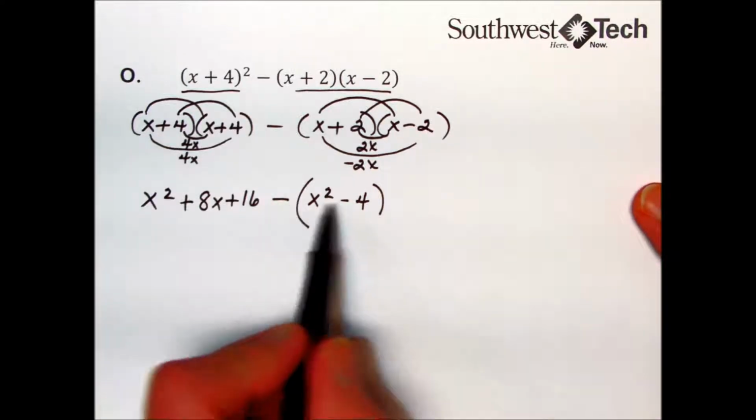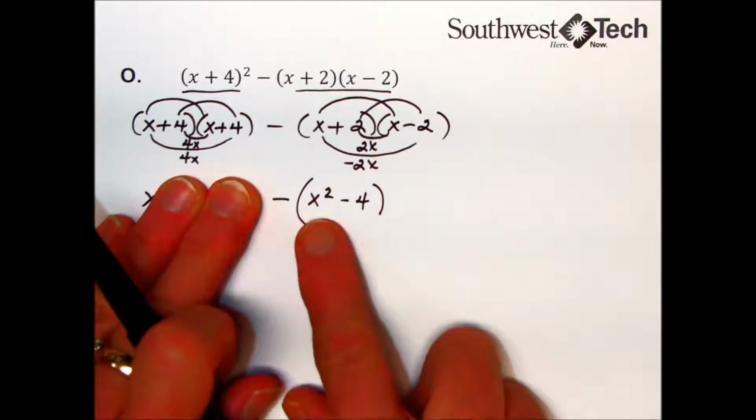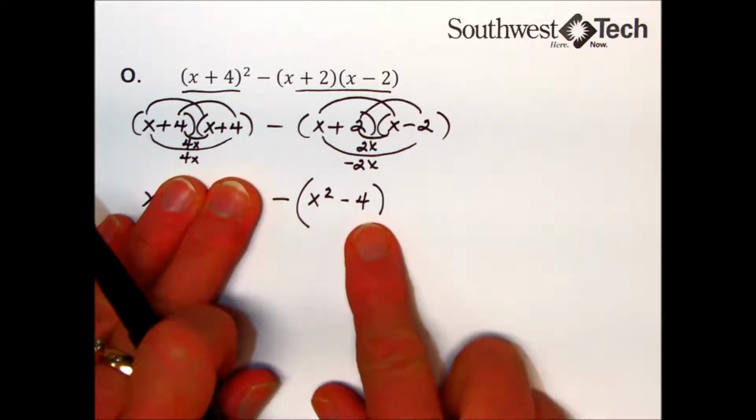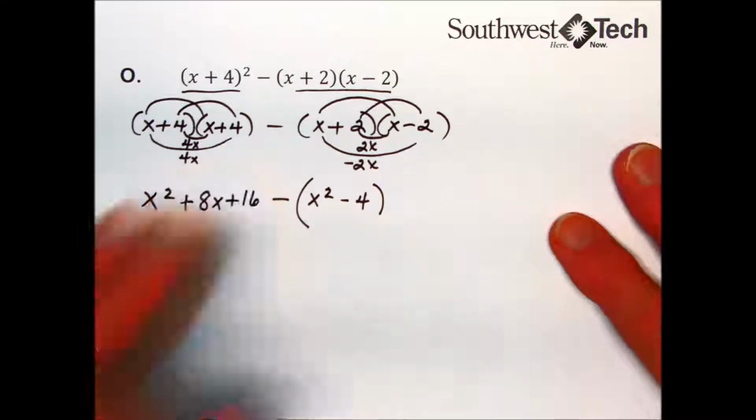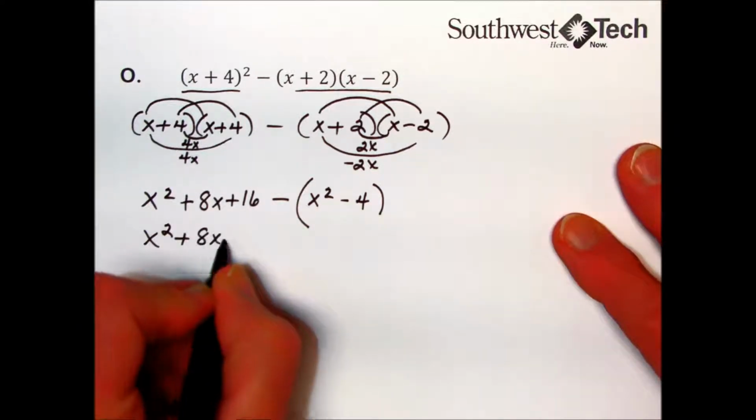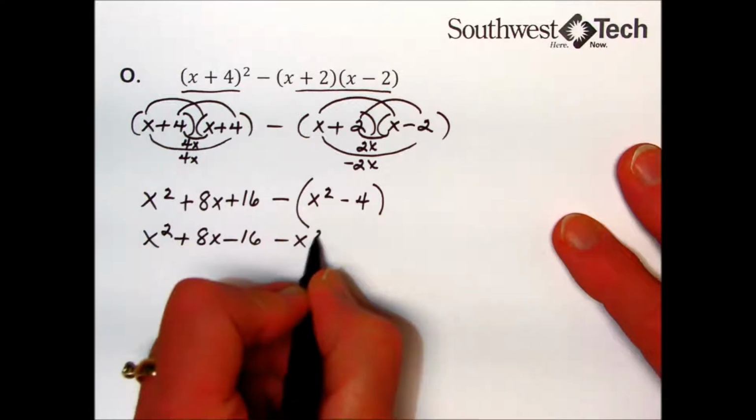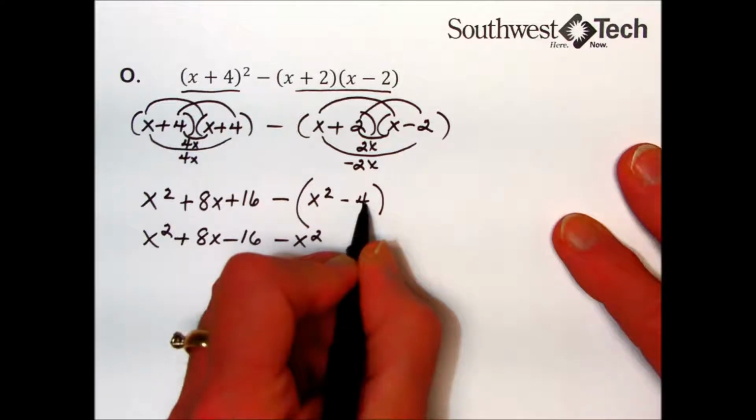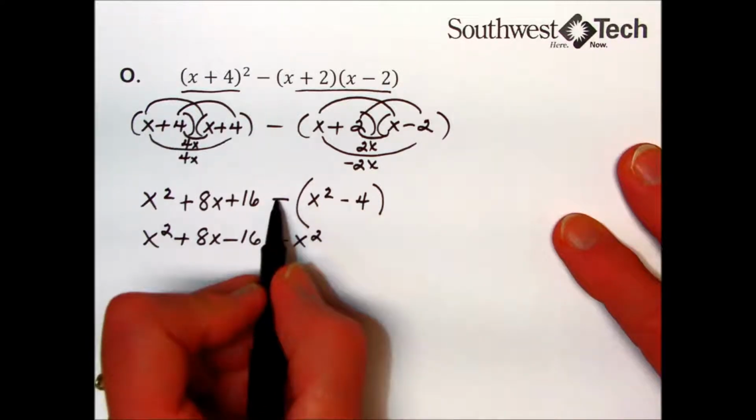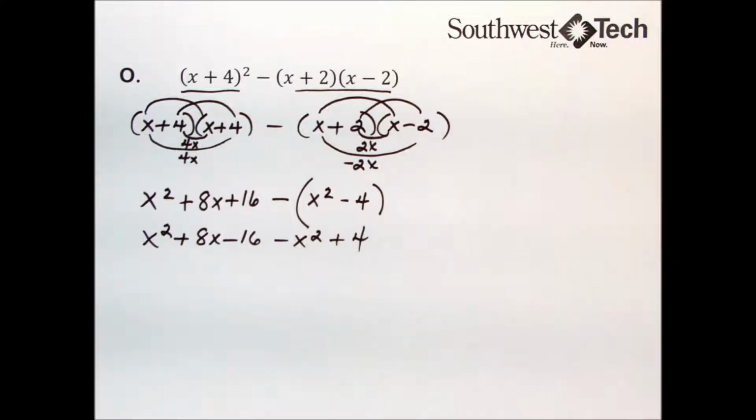So it's a subtraction of this quantity. In other words, to deal with subtraction, we can change the signs and add. Take the opposite of that. So I have an x squared plus 8x minus 16. The opposite of x squared is negative x squared. The opposite of negative 4 is positive 4. And you can see that if you take a negative 1 times a negative 4, you get your positive 4.